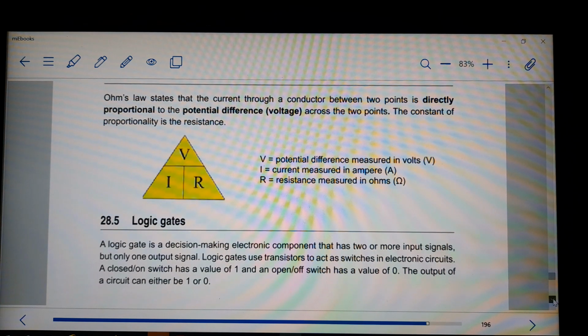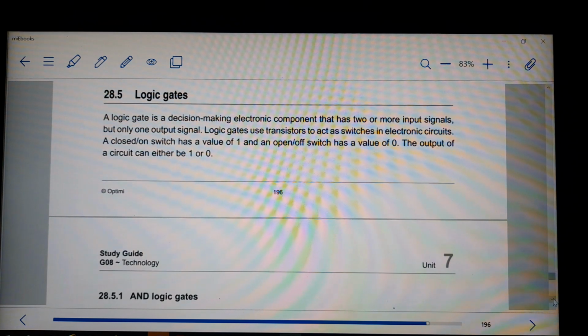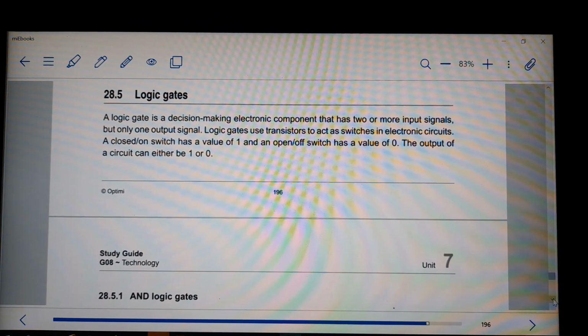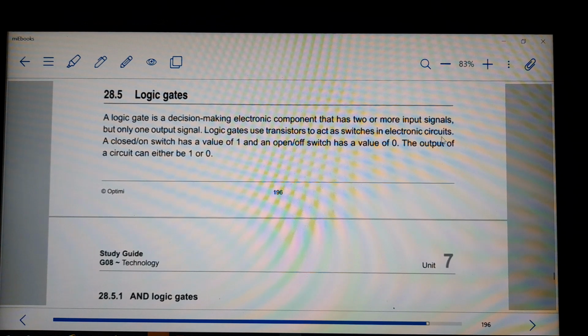Okay, so now let's look at the new concept, which is logic gates. This is new to you, but it's not that new. You will see if you know bulbs connected in series and bulbs connected in parallel, it would be easy to understand the logic gates. A logic gate is a decision-making electronic component that has two or more input signals, but only one output signal. Logic gates use transistors to act as switches in electronic circuits.